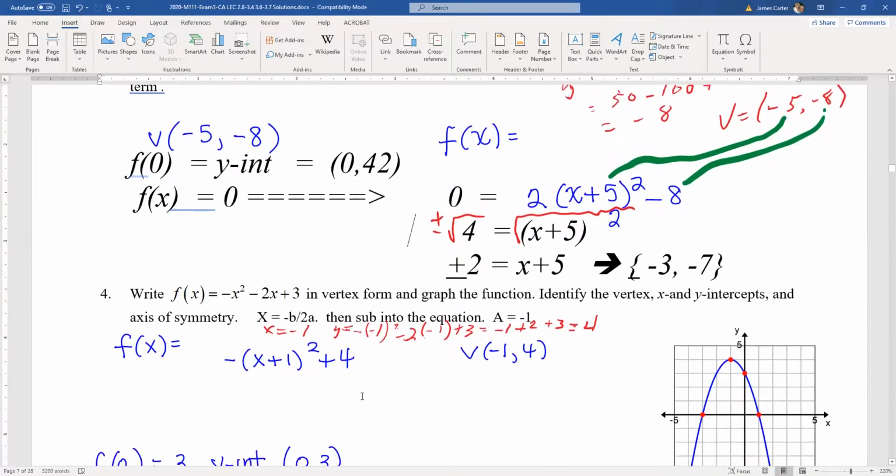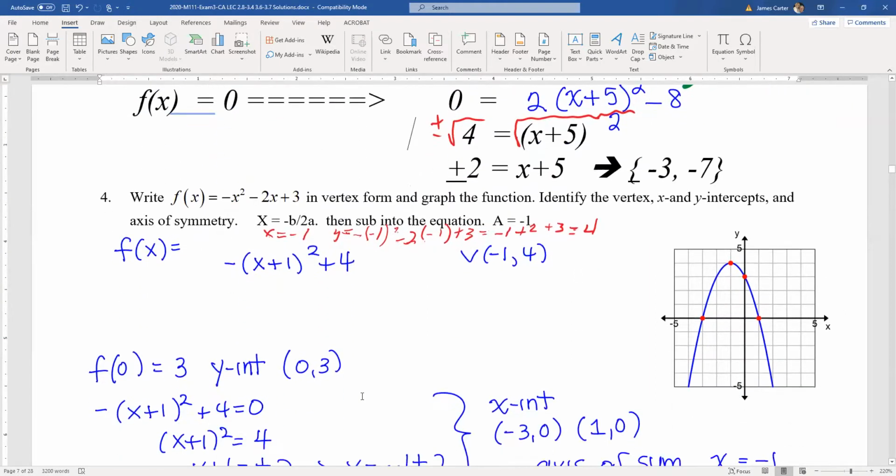By the way, there is another way of changing an equation from standard form to vertex form, and it's called completing the square, one of our factoring methods, where you find perfect squares on both sides. It's a pain, and it's not required on this course.